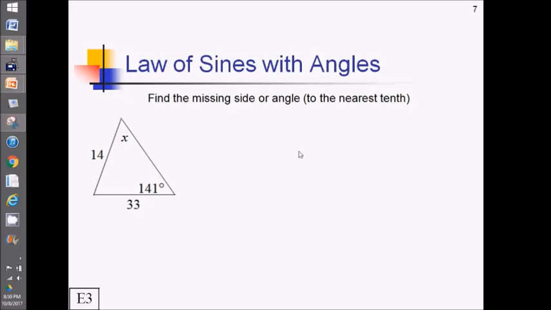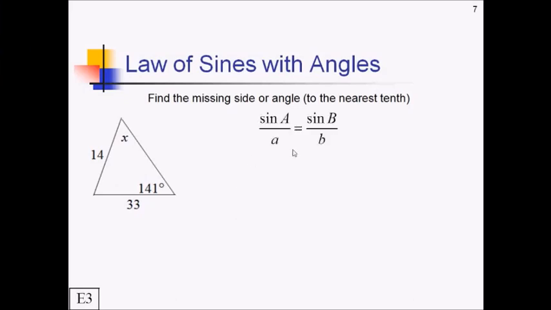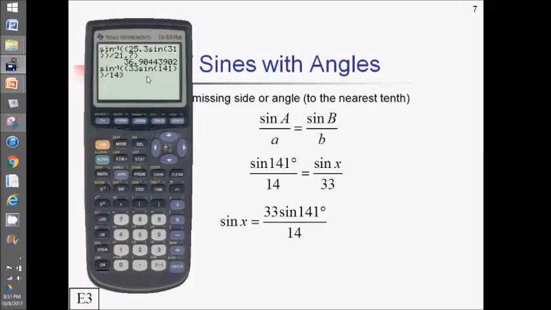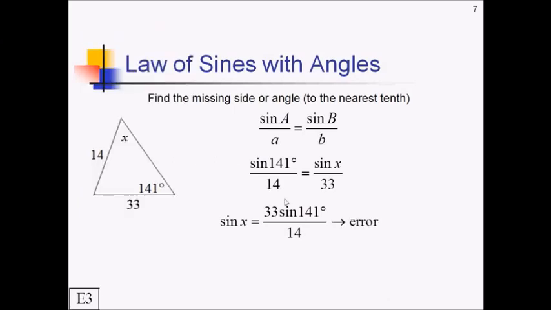So again, law of sines. So we can write sine of 141 over 14 equals sine of x over 33. Multiply by 33 to get sine of x by itself. And let's take inverse sine of all that now. And let's see what the calculator has cooked up for us here. Ooh, that's no good. What happened there? We got an error. So we entered it correctly.